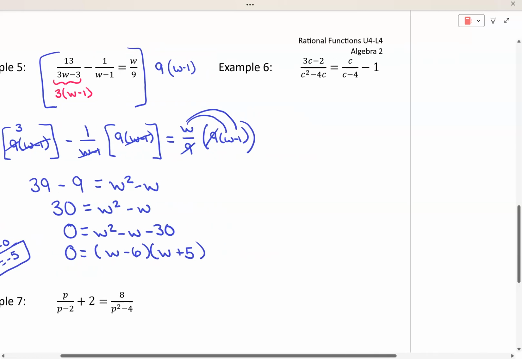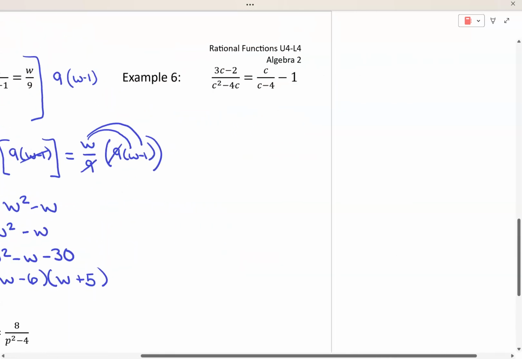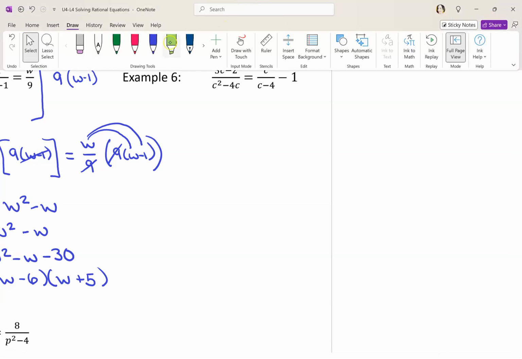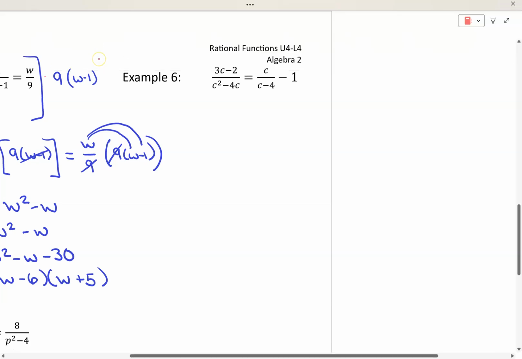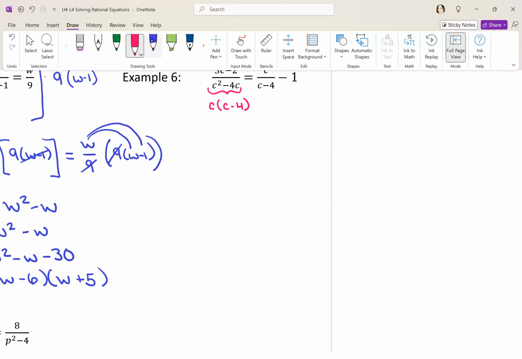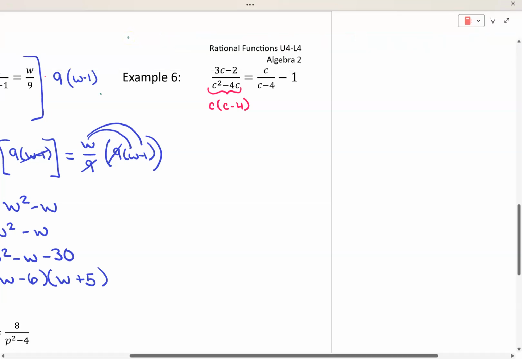We'll go to example 6. Now you guys try any of these if you want to try them before I go over them. Okay, so again, we have a situation. We got some GCF going on here, so we have to take a C out. We're left with C minus 4. And we need to come up with, I'm going to use green since these are kind of close, the common denominator.